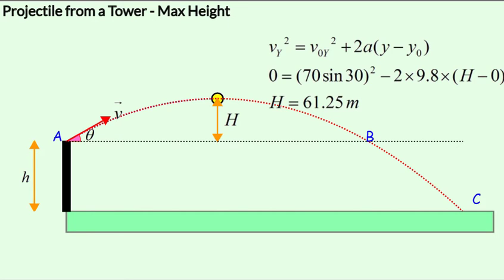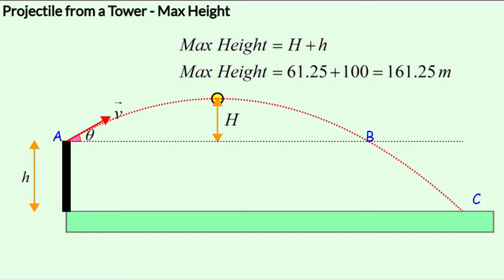But now we are asked to find the maximum height from the ground level. To find the maximum height attained from the ground level, we need to add the tower height to the maximum height attained by the projectile from the reference line, or capital H. Since the height of the tower is 100 and h is 61.25 as computed, the maximum height from the ground would be 161.25 meters.